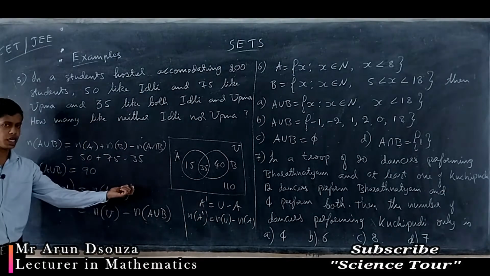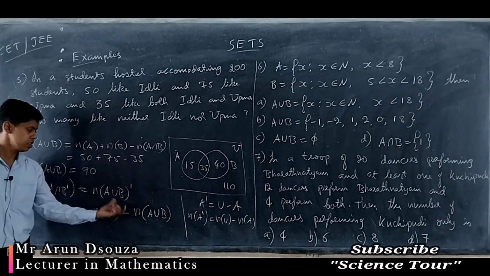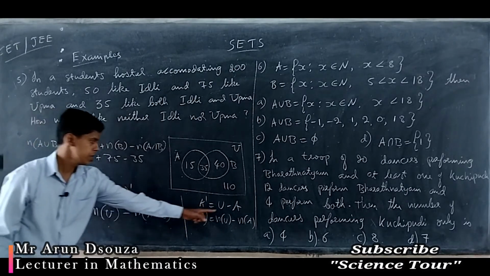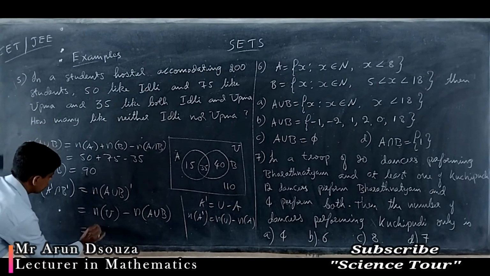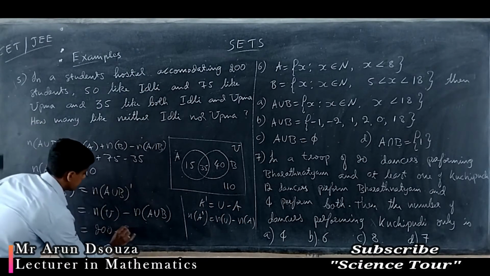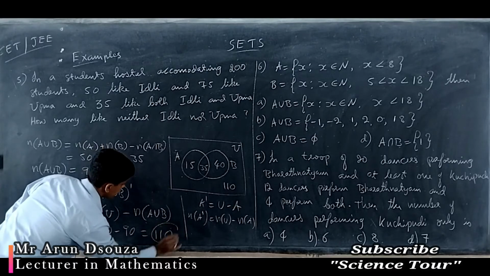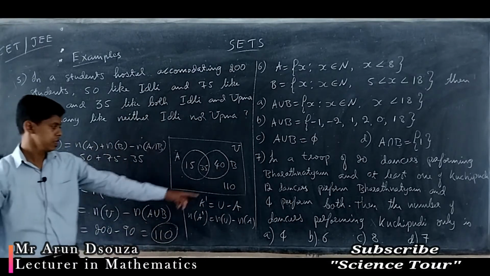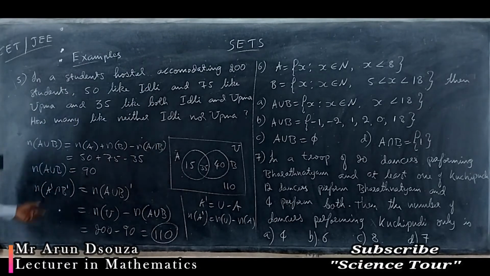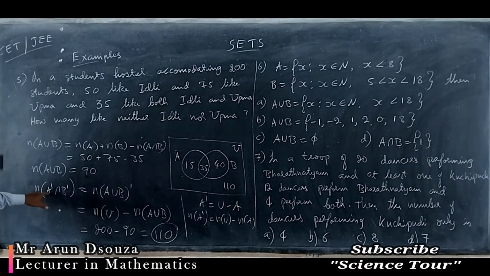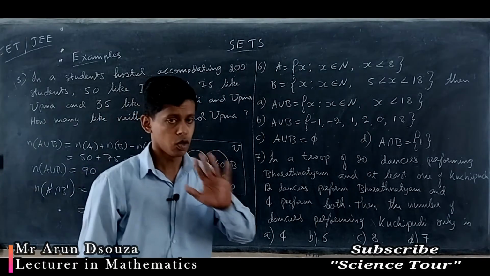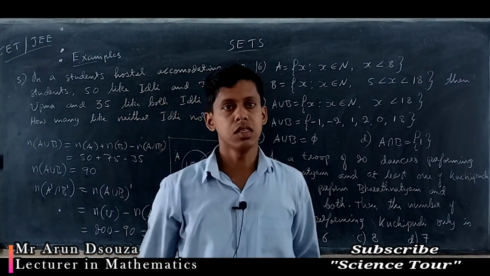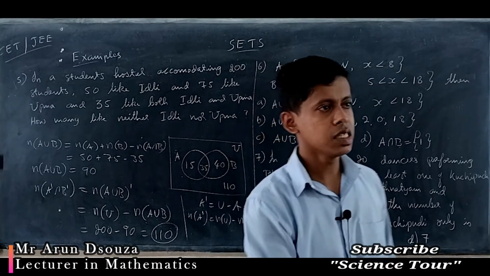n of A union B whole dash is n of U minus n of A union B. Now what is n of U? 200 minus 90, and that gives you 110, and 110 is the answer for this question. So that is neither A nor B, not idli and not upma. Neither A nor B, what is the meaning of it? Not A and not B is the meaning of it.